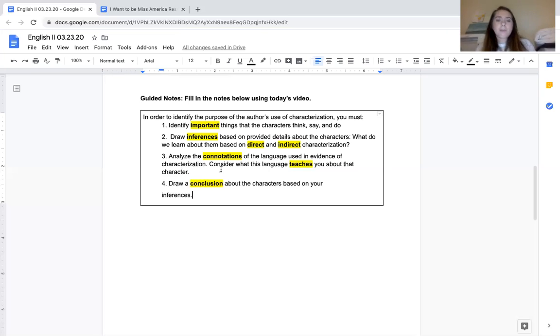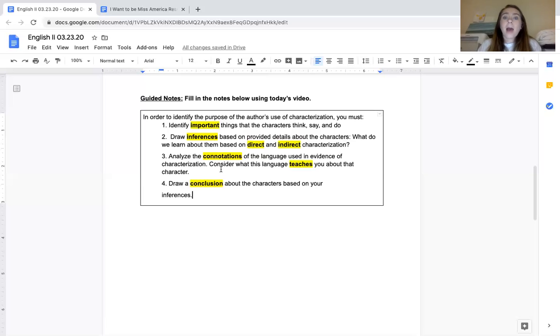Connotations might be an unfamiliar word, so let's break it down. Connotation means you're going beyond just the definition of a word, and you're looking at the shades of meaning sort of below and behind that definition. So I'll give an example. We could have two words that have very similar definitions, that mean sort of the same thing, but have very, very different meanings, different connotations.